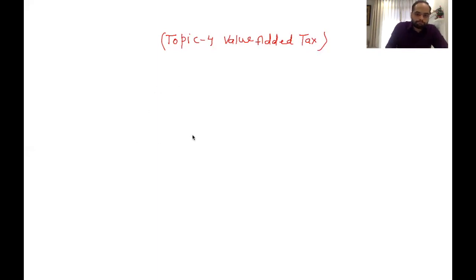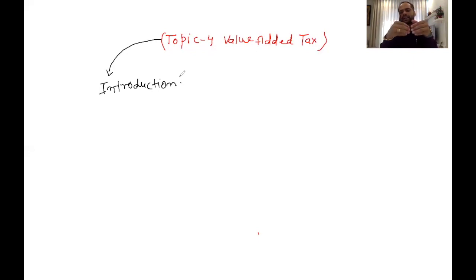So let's start with the introduction. You can call it introduction or some kind of special requirements. For the introduction, we're going to discuss the meaning of VAT, and what happens if foreign parties or foreigners are involved in providing services or goods in Vietnam. How are they going to pay VAT in Vietnam? That's very basic information about value-added tax in Vietnam.